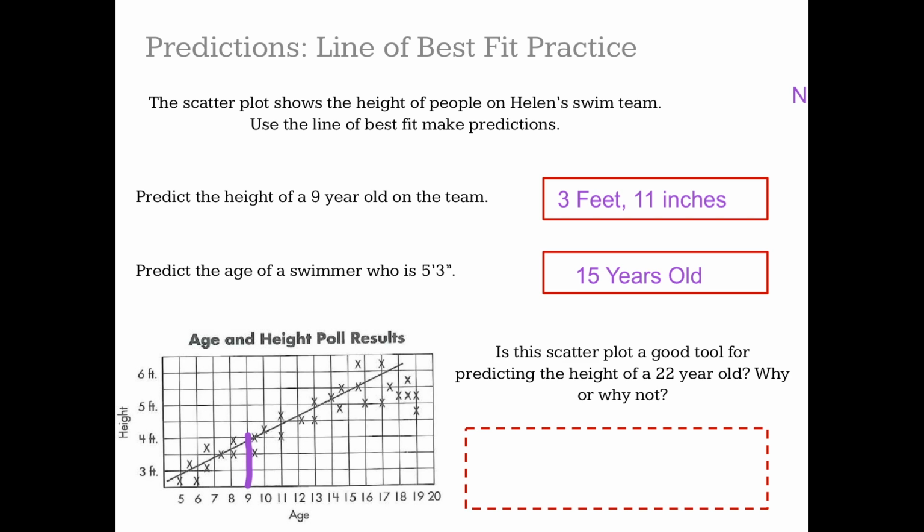So the next thing says, is this scatter plot a good tool for predicting the height of a 22-year-old? Why or why not? And this graph would not be good for predicting the height of a 22-year-old because people stop growing at around that age. So while it seems that it's going up here and it has a positive correlation, as people are getting older, they're getting taller, that's true, but eventually people stop growing at around their 20s and they start to stay the height that they are, they don't keep getting taller and taller and taller. So this graph would not be good for predicting that.